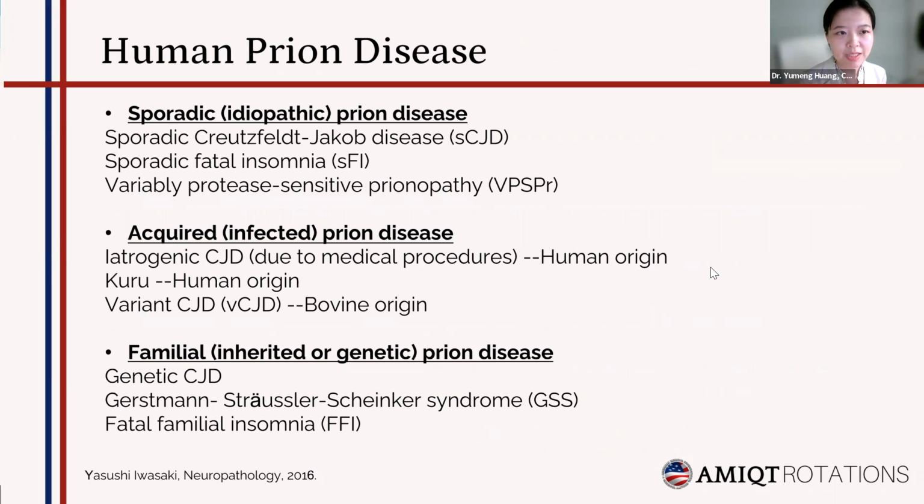The next thing we need to know about is human prion disease. It can be classified into three different types. I found this classification very helpful for memorizing the different types of prion disease. The first type is sporadic prion disease. This includes sCJD, sFI, and VPSPr. The second type is acquired prion disease, for example, iatrogenic CJD.